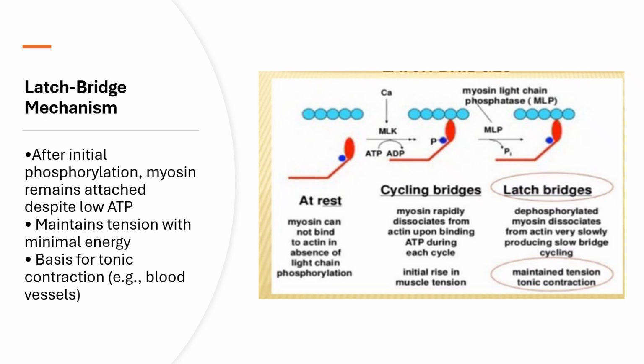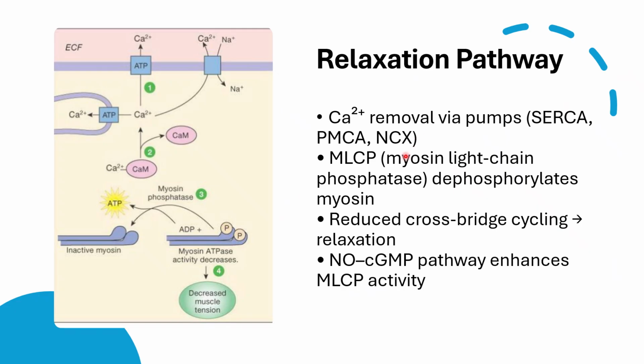It's this mechanism that forms the physical basis of tonic contraction, especially in blood vessels, sphincters, and other structures that need to maintain steady tone for long periods without fatigue. So remember when you're writing an exam, always use the phrase, it's an energy efficient tonic maintenance. Next comes the relaxation of the smooth muscle after contraction. Let's discuss the relaxation pathway.